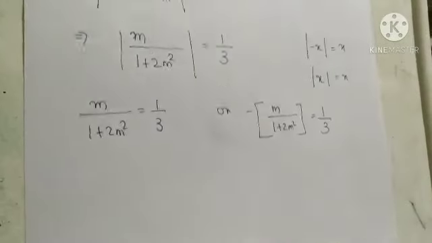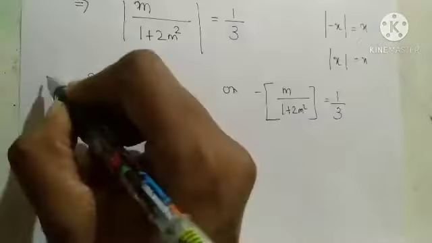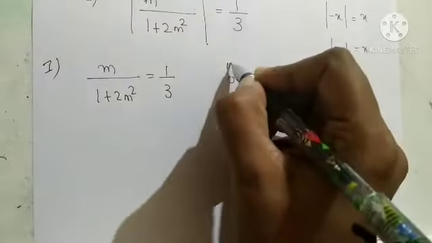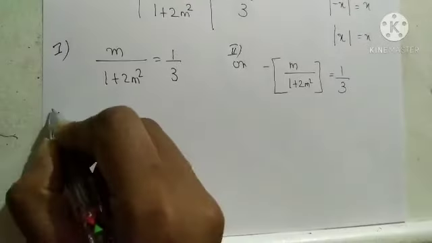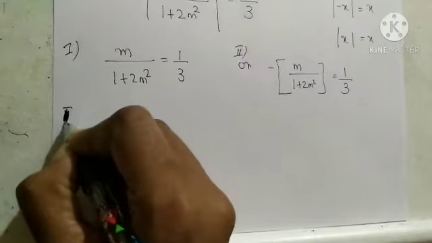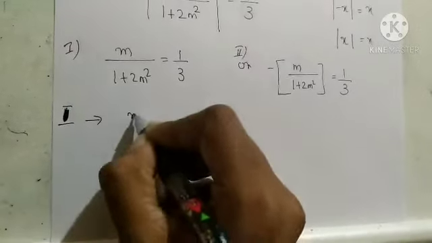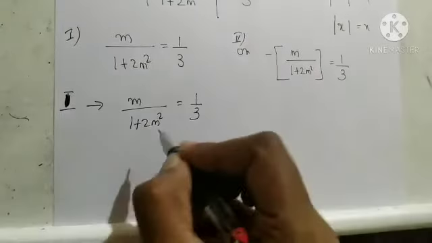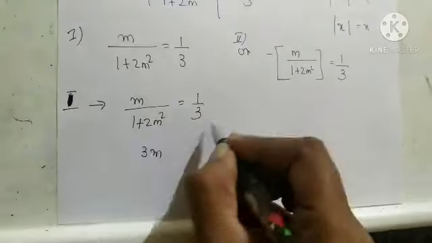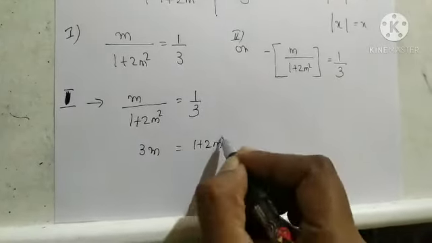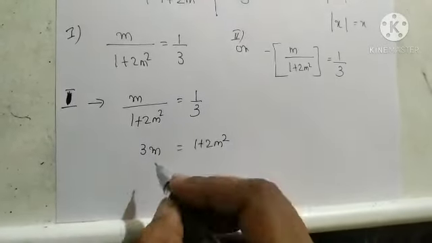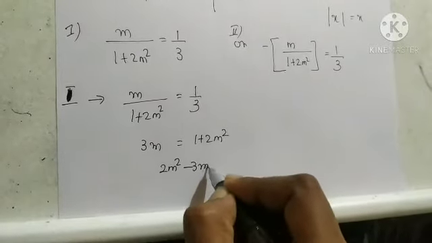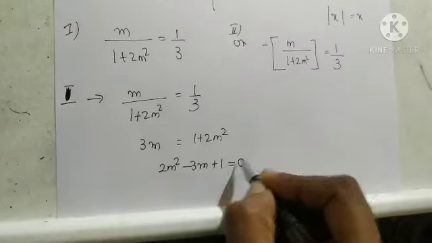Okay. So first I am going to take this value here. So writing this first part and this is second part. So considering first part first, m divided by 1 plus 2m square equal to 1 by 3. Cross multiplying this term we get 3m equal to 1 plus 2m square. Taking this 3m to RHS, we get 2m square minus 3m plus 1 equal to 0.